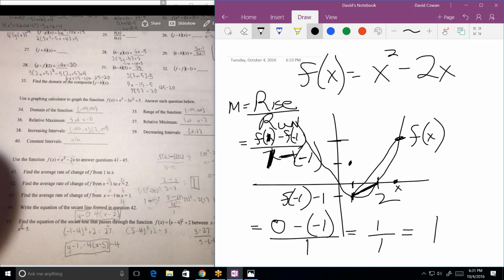Write the equation of the secant line in 42. Well, this is 42, and what I drew was the secant line. The secant line connects any 2 points on the curve and is not tangent to it. So what's the equation of that line? And we'll put it in y equals mx plus b format. Well, what do I know? So I know the slope, right?